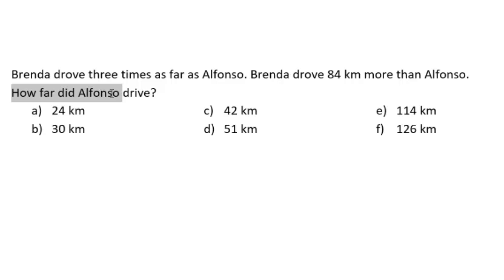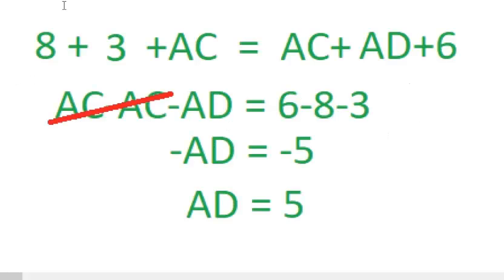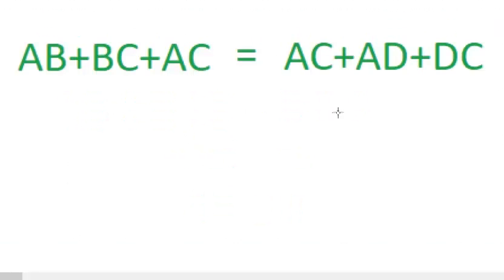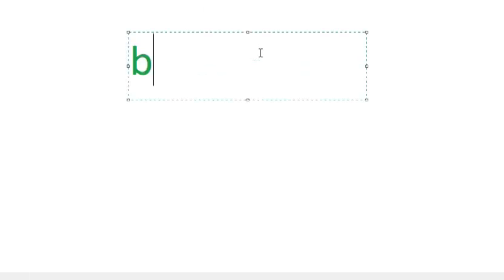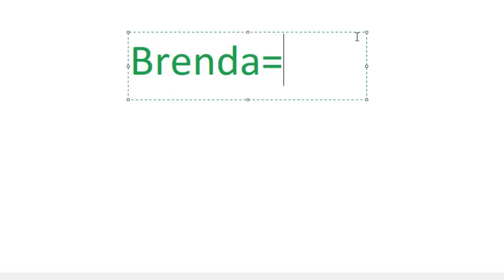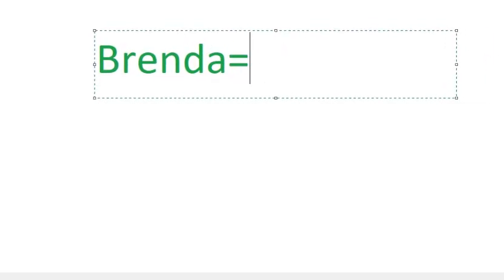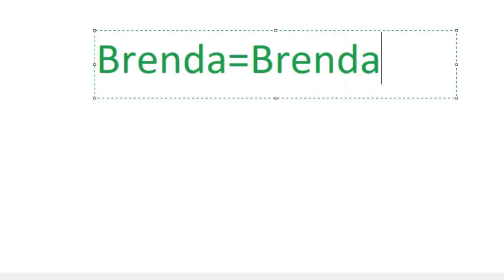And then the question, how far did Alfonso drive? So I'm looking for X. Alfonso will be X, and that's my goal, to find X. So what am I going to do? If you noticed in this exercise, Brenda is mentioned twice. They give us information about Brenda twice. So the first information they give me about Brenda has to be basically the same as the other thing they gave me, because I'm talking about the same Brenda. There are no 2 different Brendas in here.